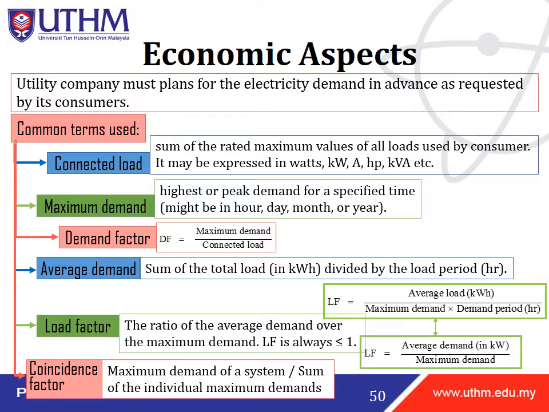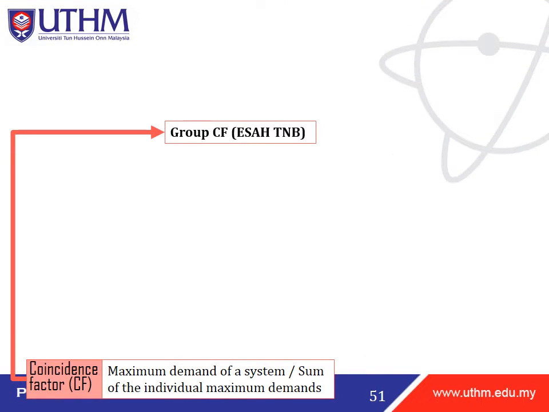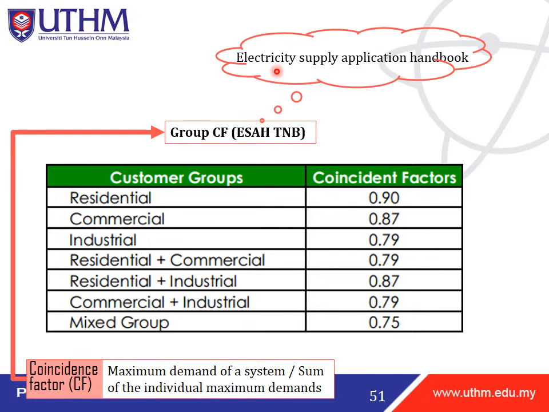And finally, the coincident factor is the maximum demand of a system or group. This is the table of coincident factor from ESA TNB. So we can see here the coincident factor for residential, commercial, industrial, and etc. So ESA is the Electricity Supply Application Handbook.